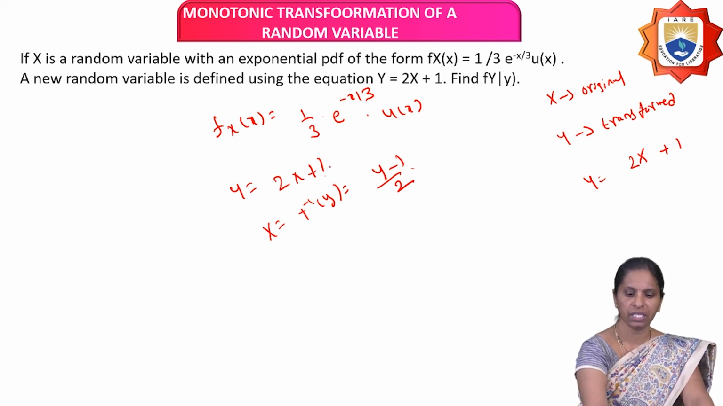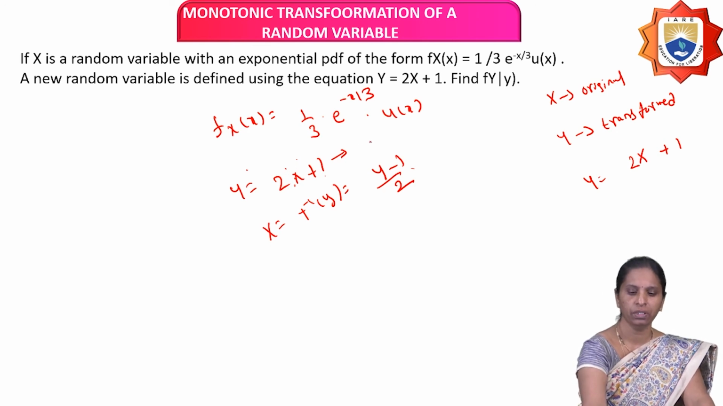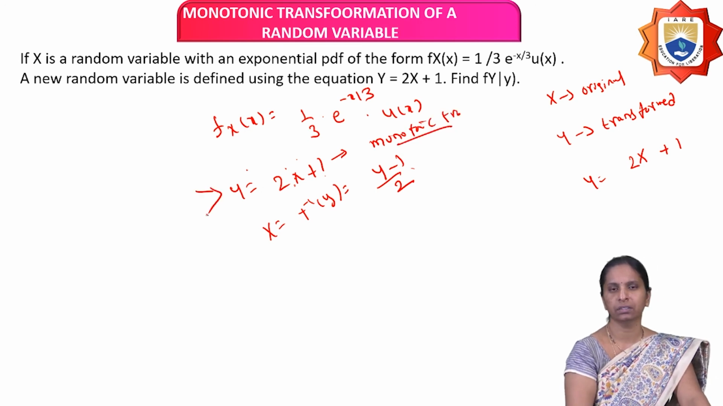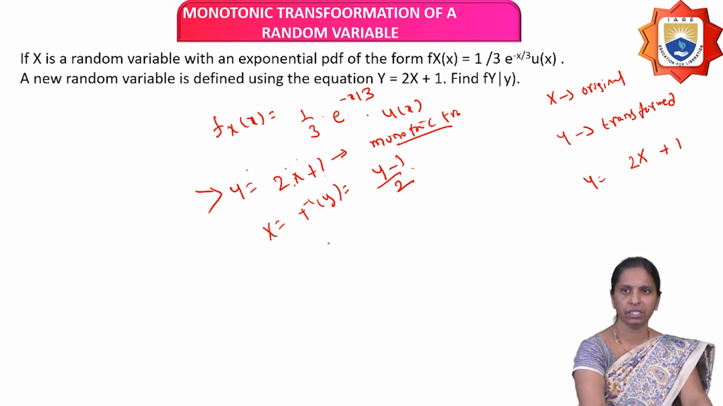Now what type of transformation is it? The linear equation corresponds to only a single value. There is a one-to-one correspondence. If x equals 1, then y equals 2 into 1 plus 1, nothing but 3. If x equals minus 1, then 2 into minus 1 plus 1, nothing but minus 1. It means there is a one-to-one correspondence. Therefore, the type of transformation here is a monotonic transformation. So depending upon this, you have to identify whether it is a monotonic transformation or a non-monotonic transformation.